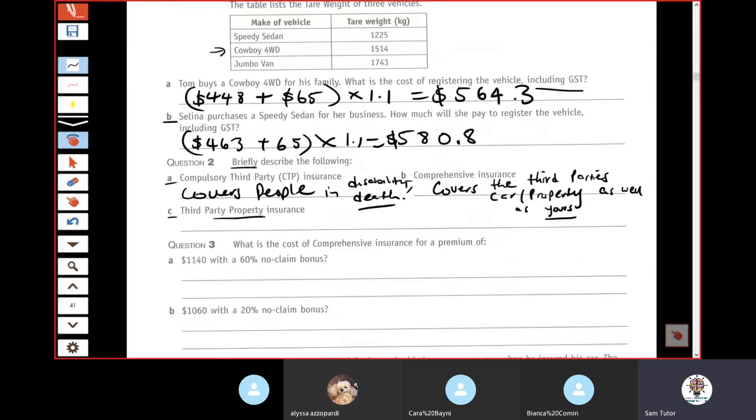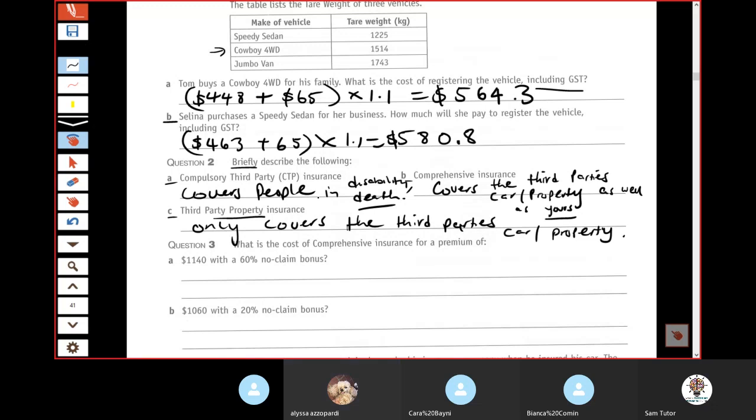Whereas third-party property insurance only covers the third party's car or property. Pretty simple. Yeah, I get that. It's just a matter of memorizing the words, I guess.